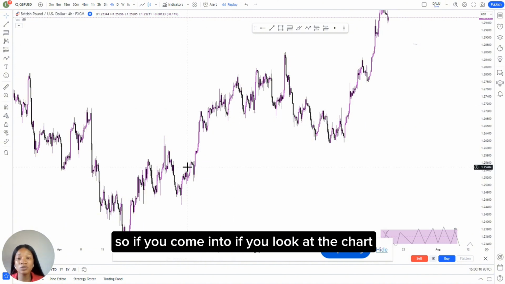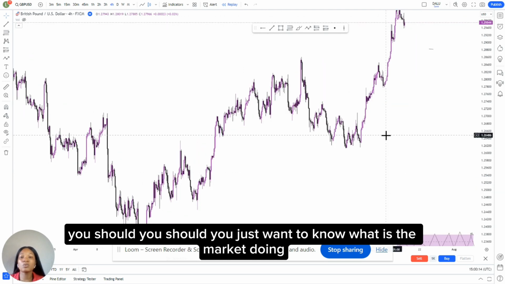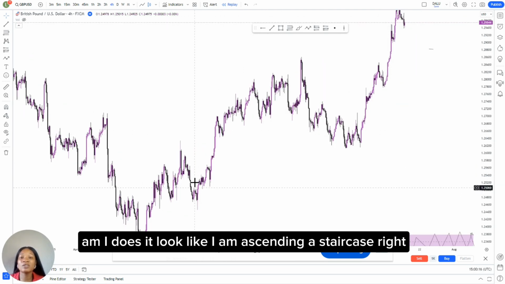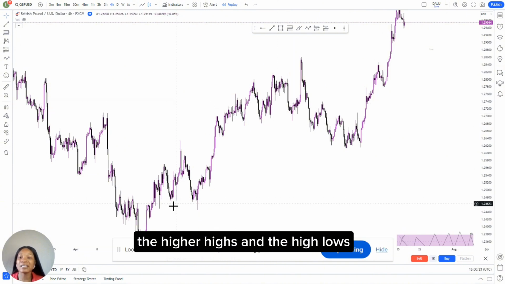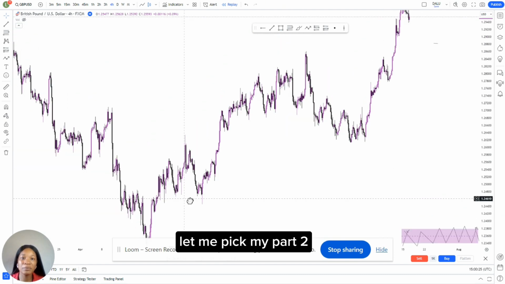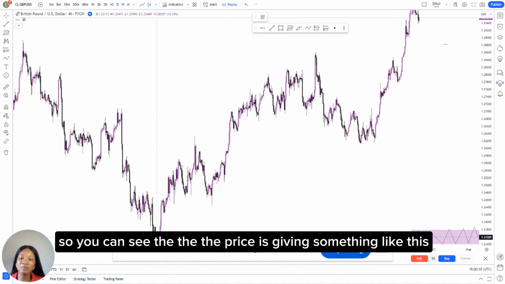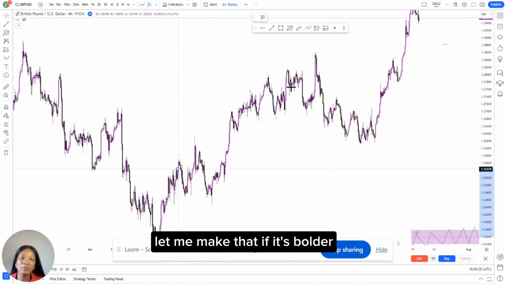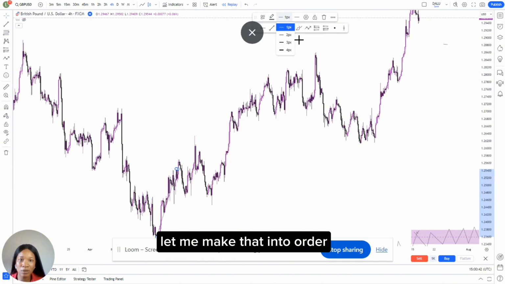So if you look at your chart, you just want to know, what is the market doing? Does it look like I am ascending a staircase? Is it giving me the higher highs and the higher lows? Let me illustrate that on the chart. Let me pick my path tool. So you can see the price is giving something like this. Let me make that a bit bolder.